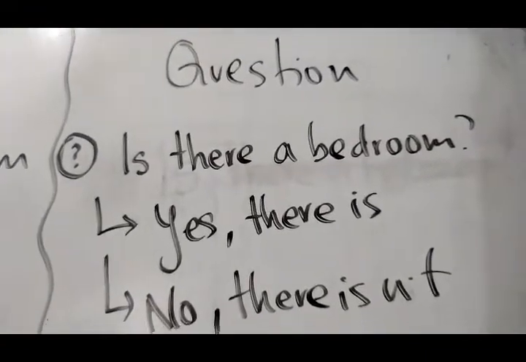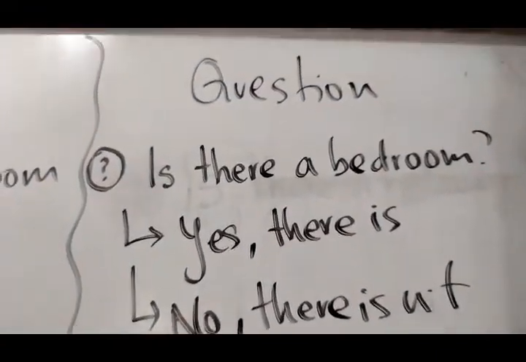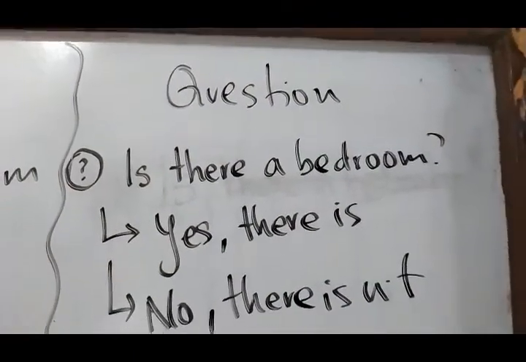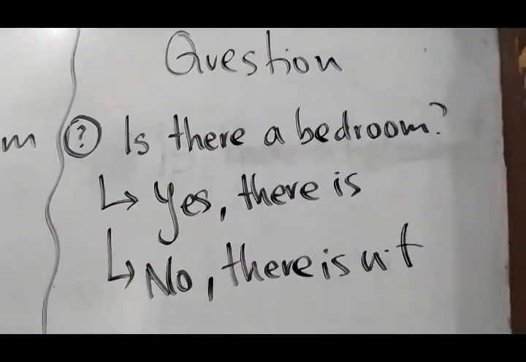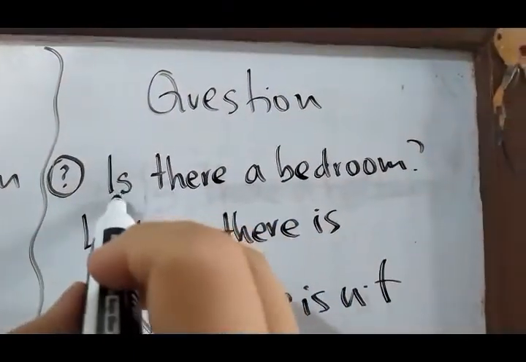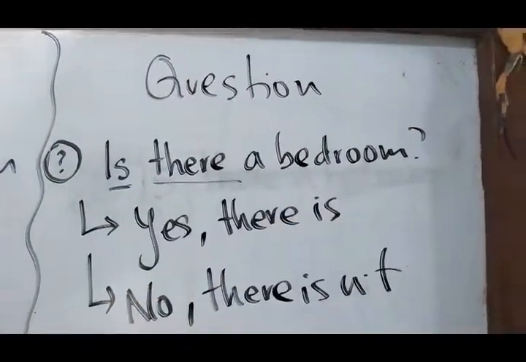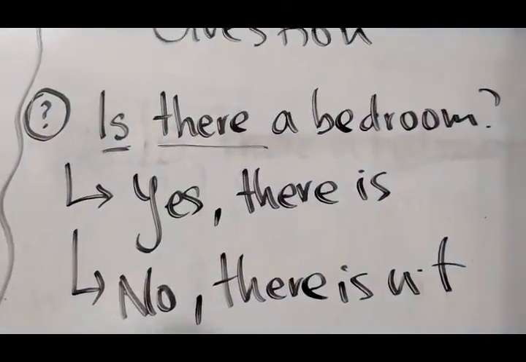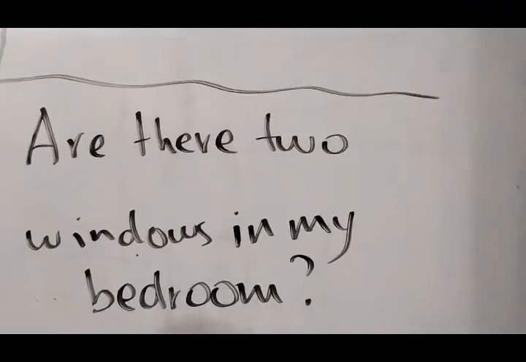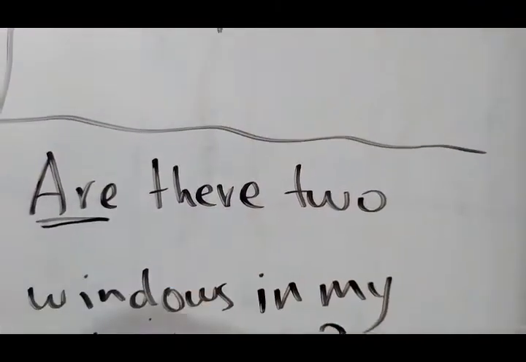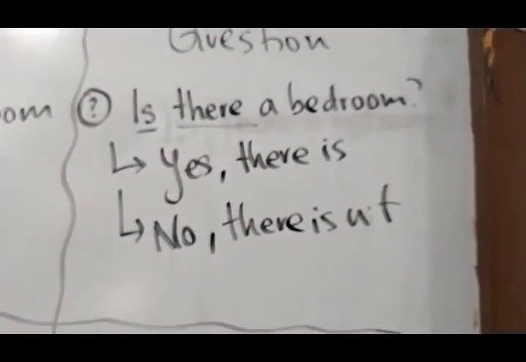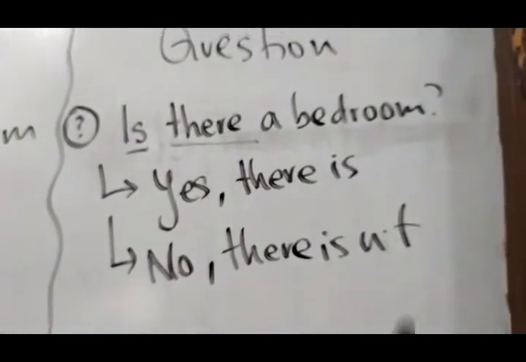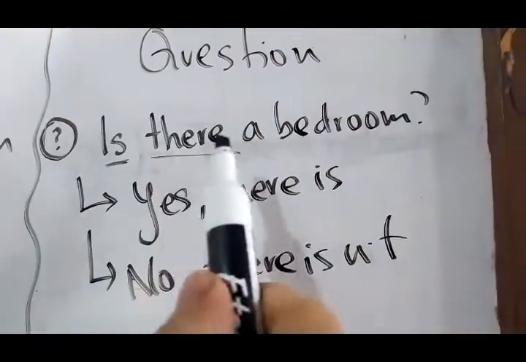In the questions, the order changes. In the affirmative and negatives, we use there is. In this case, we use it the opposite. We start with the verb to be, is, or we start with the verb to be, are, in the question. So it changes. So, is there a bedroom? In this example, is there a bedroom?